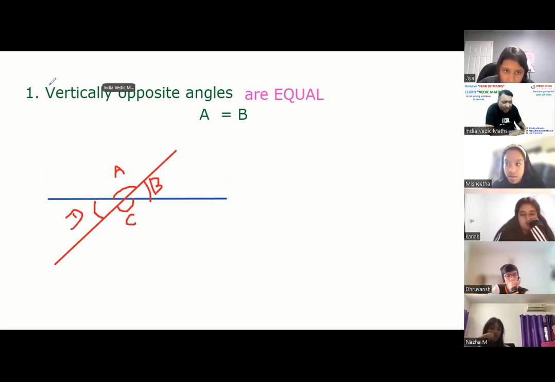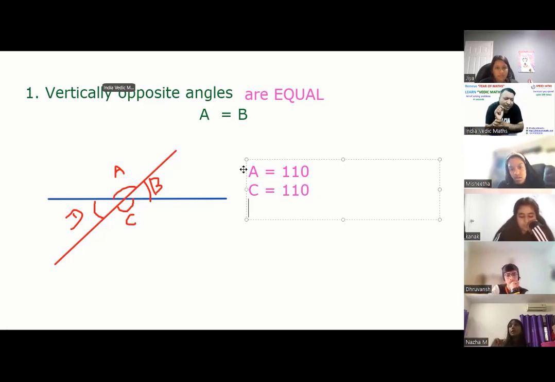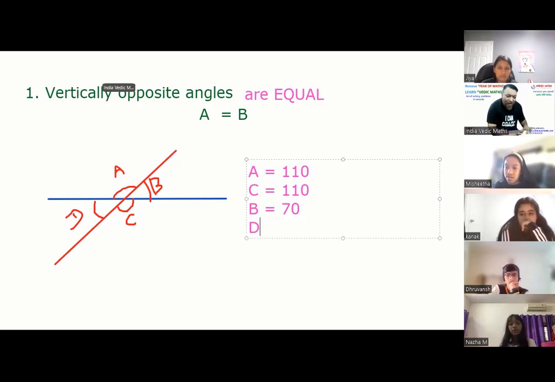First, Mishita, tell everyone. I am saying A is 110 degree. Which is the vertically opposite angle of angle A? Angle C. So if A is 110, how much will be C? 110. Very good. Correct, everybody? Now, Mishita, can we apply straight angle property here to find angle B? Yes. How? Because A is 110, it has to be 180 minus 110, which is 70. So, guys, we applied the straight angle property, right? Naja, Kanak, Jia, and Dhuvansh. So, if we know B, can we find out D, Mishita?